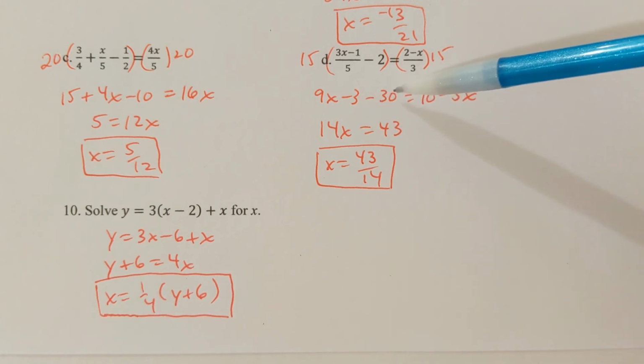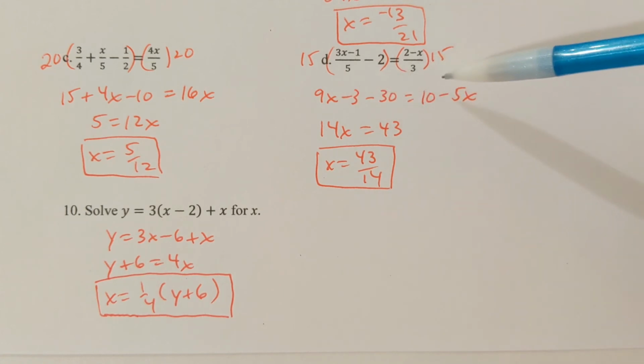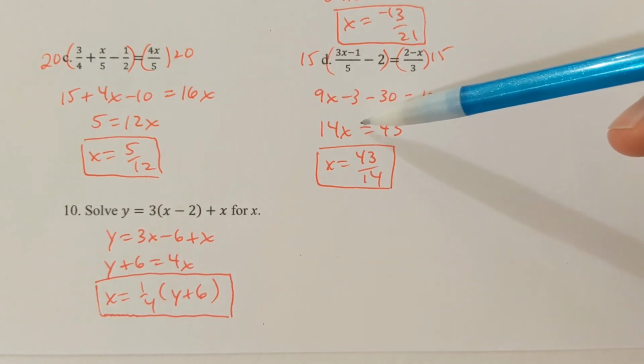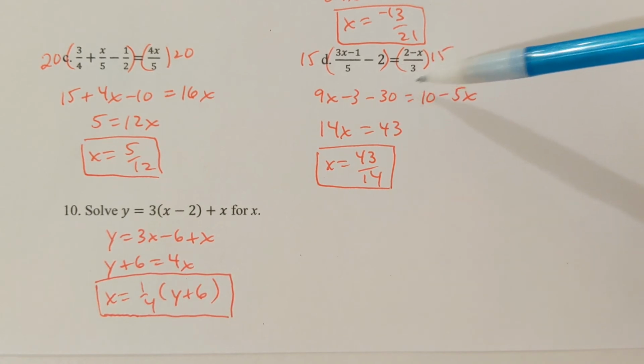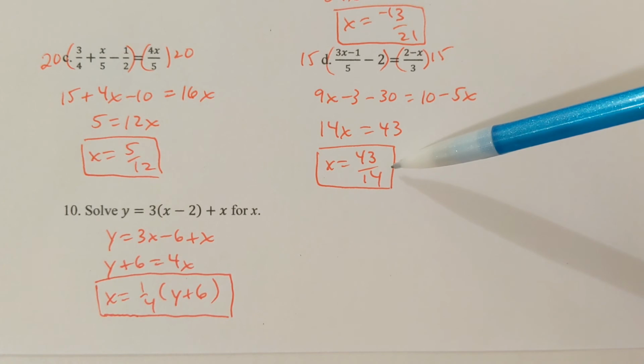Okay, negative 3 minus 30 is negative 33. And I'm going to add 5x to both sides, so 9x plus 5x gives me 14x. And I'm going to add 33 to both sides. 10 plus 33 is 43. x is equal to 43 over 14 would be the answer.